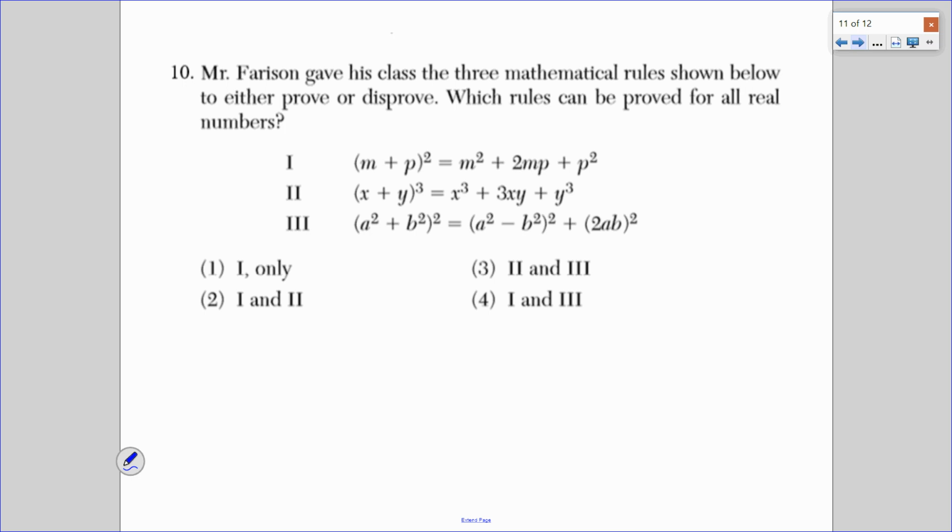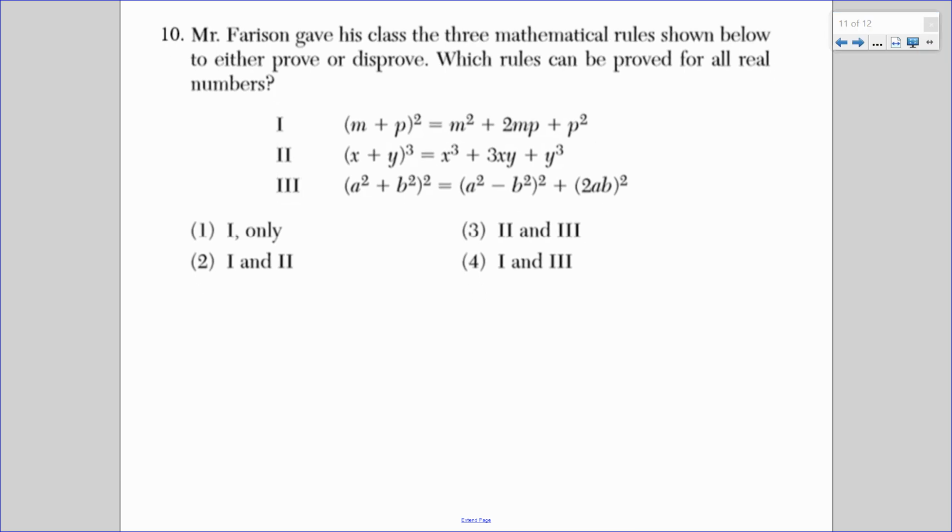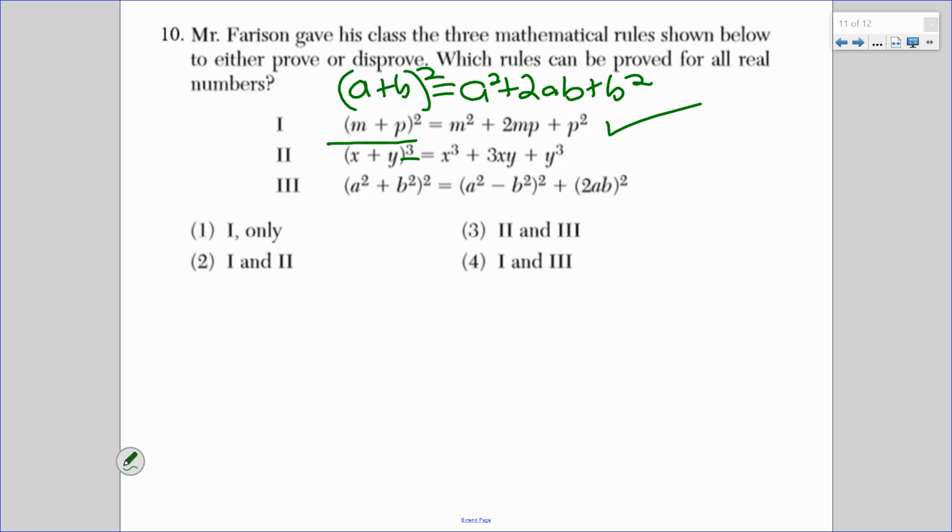Mr. Farrison gave his class the 3 mathematical rules shown below to either prove or disprove. Which rules can be proved for all real numbers? Well, I know my binomial squared theorem: a plus b squared equals a squared plus 2ab plus b squared. So, let's try the first one. Well, the first one doesn't even hold true. There is no rule for the 3rd power. I could start multiplying it all out, but I have no reason to believe that's going to be the case.